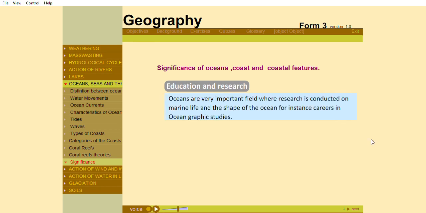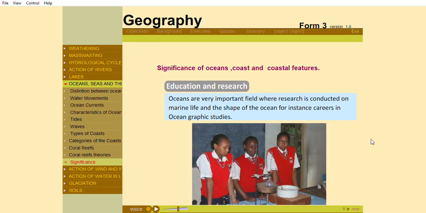Educational and research. Oceans are important fields where research is conducted on marine life and the shape of the ocean, for instance, careers in oceanography. The findings from the research are used to improve fishing and fisheries.